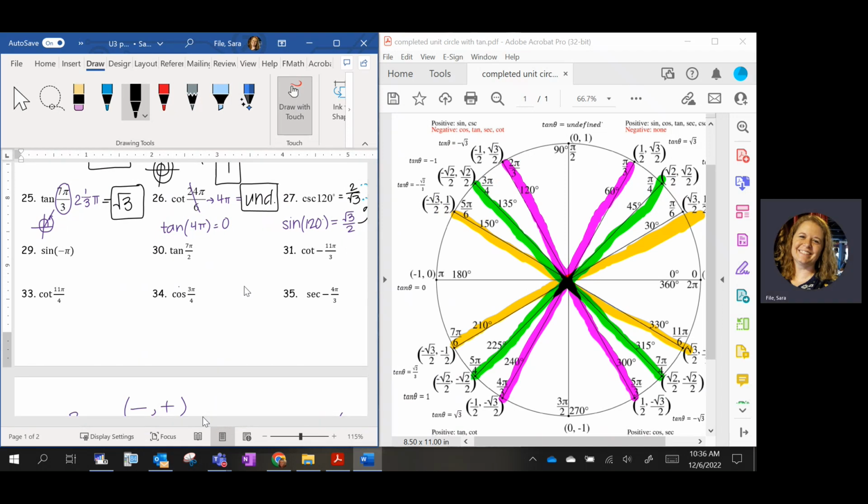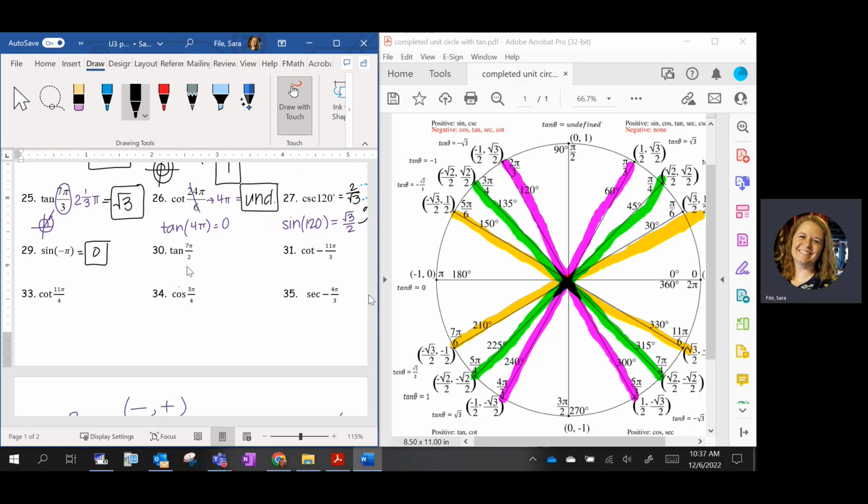All right, so now we're to number 29. They want sine at negative pi. Well, negative pi would end up in the same place as pi, wouldn't it? It's half a circle. It's just coming from the negative direction. Okay, so it still puts me here at the same point. And they want to know, what is sine here at this point? 0. Sine is the y value.